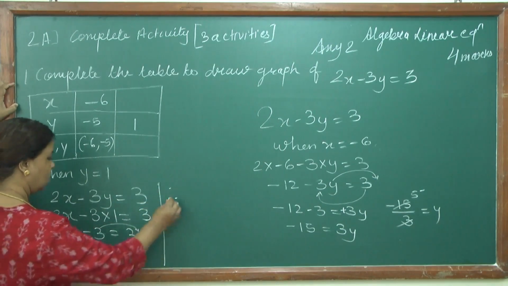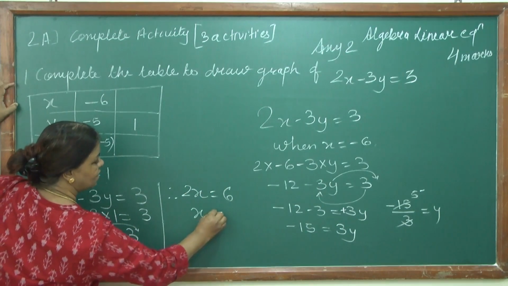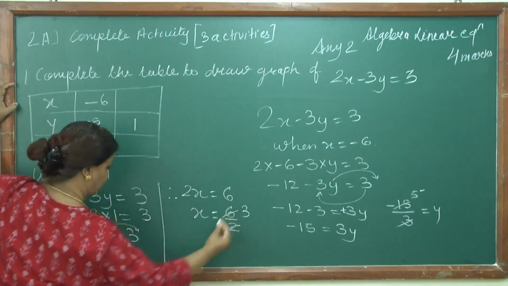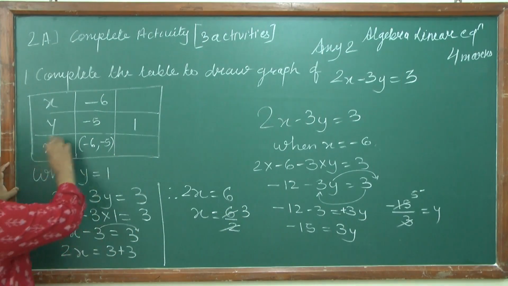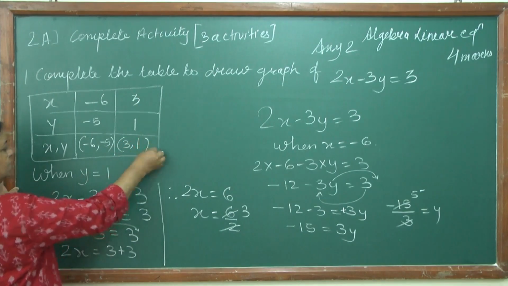So 2x is equal to 3 plus 3. Therefore 2x is equal to 6. X is equal to 6 upon 2. 2 threes are 6. So x is equal to 3. So the coordinates are 3, 1.